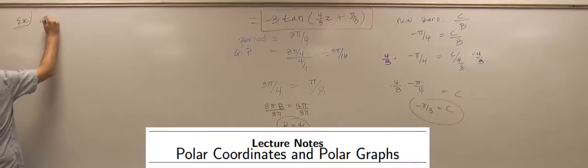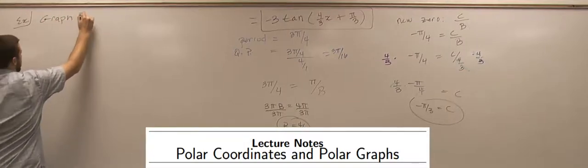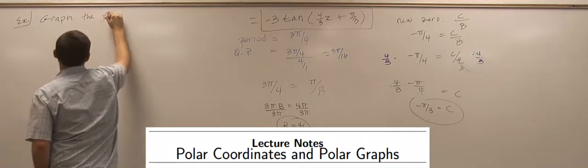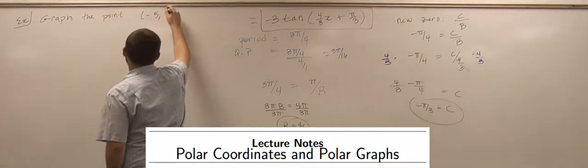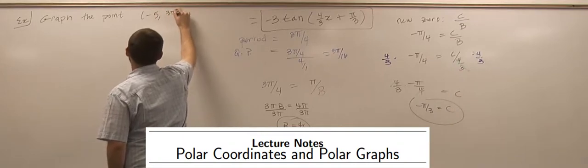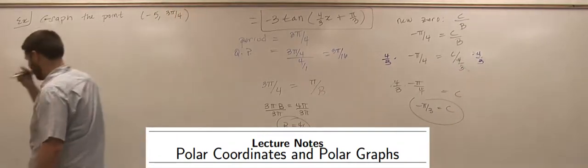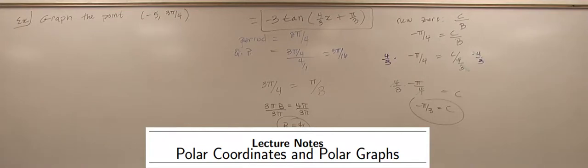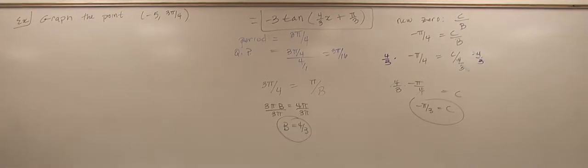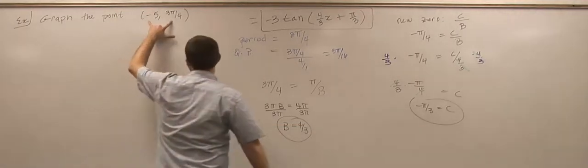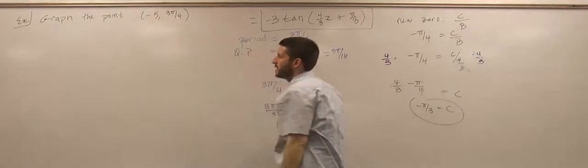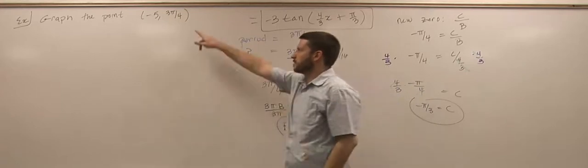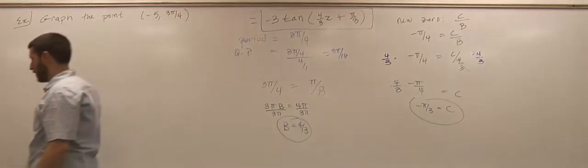For example, graph the point -5, 3 pi over 4. So if I give you a point in polar coordinates, remember the first coordinate is your radius and the second coordinate is your angle. How would you go about graphing this bad boy?